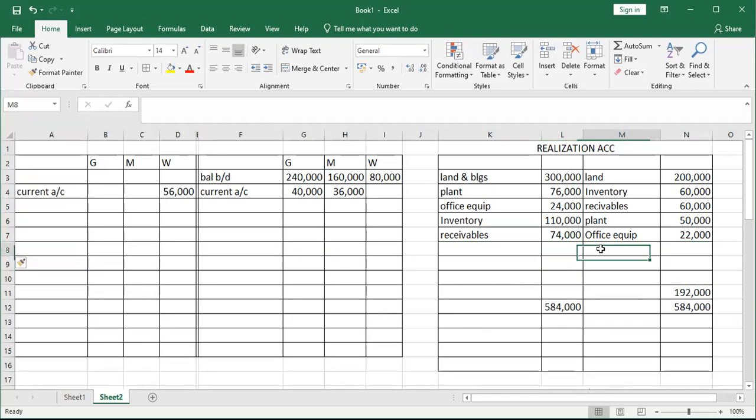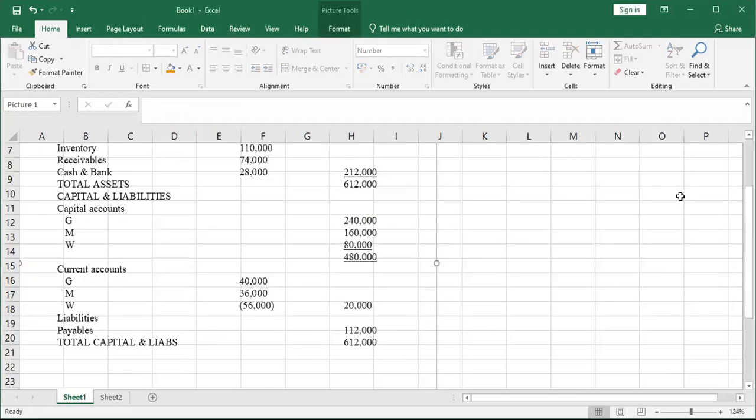So this 192, I'm going to share it between G, M, and W. Did you get same value I'm getting, 192? Give me a shout out. Yes, I got 192.